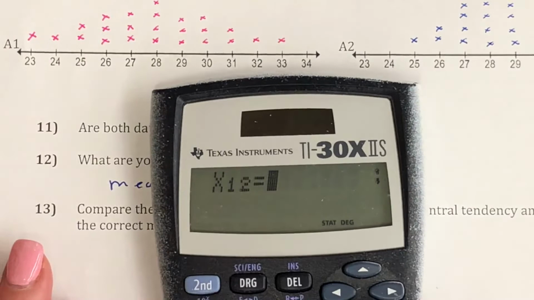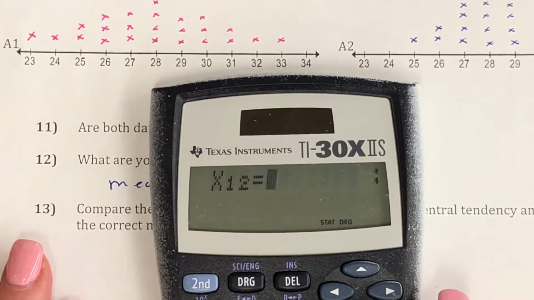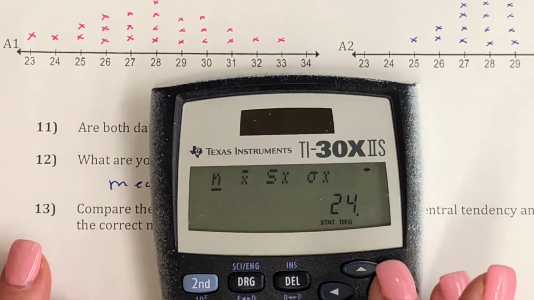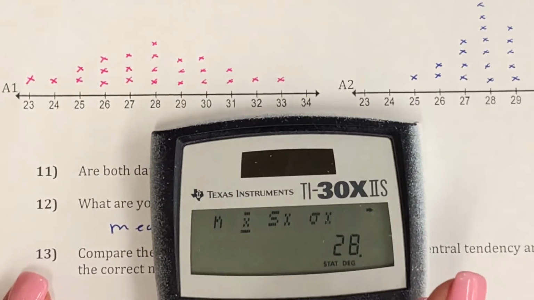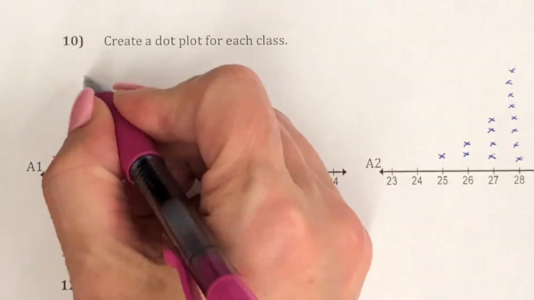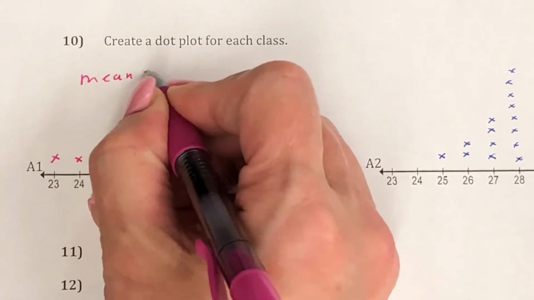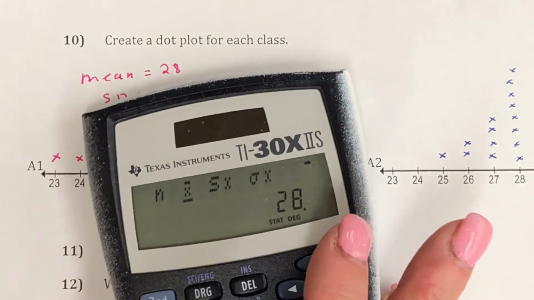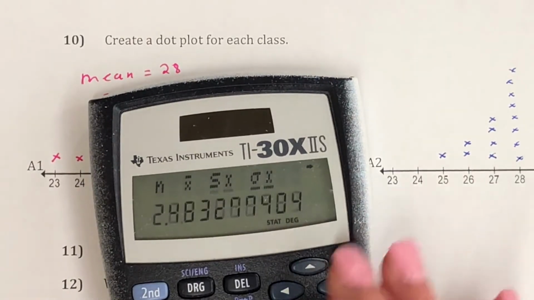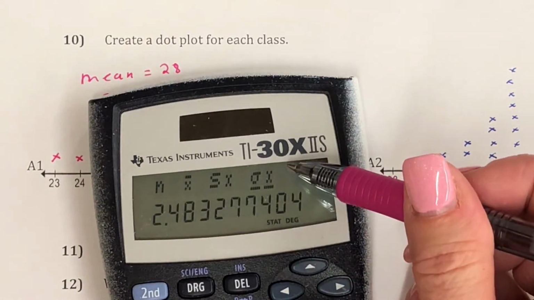Okay, so now we're going to go ahead and calculate our data here. So I'm going to go ahead and hit the stat bar. And I'm going to go over to my X bar. That's our mean. So I know for this one that my mean is 28. I'm just going to write that up here. And I'm going to go over to the sigma x. So my standard deviation is 2.5.